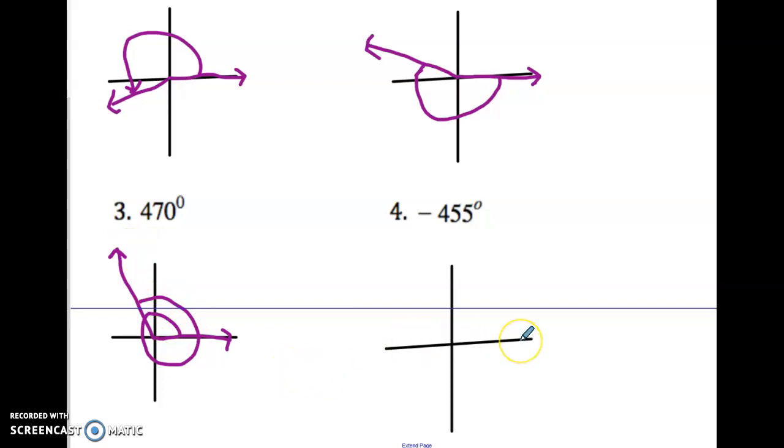Negative 455: well, the initial side is right here. All the way around would be 360, and then I have to add 95. So let's see, I would grab a calculator and go 455 minus 360 is 95. So I've got to go 95 more degrees. I go another 90 degrees over and then just a little bit more. So it's about 95 beyond the 360. That would be a negative 455 degrees.